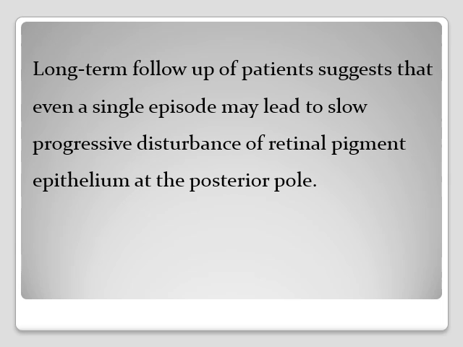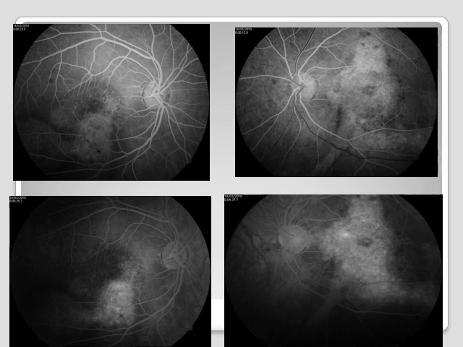Long-term follow-up of patients suggests that a single episode may lead to slow progressive disturbance of the retinal pigment epithelium at the posterior pole. This slide shows a case of chronic central serous chorioretinopathy, which is associated with substantial underlying atrophic changes. Fluid tracks downward in a gravity-dependent fashion, giving this gravitational tract appearance.